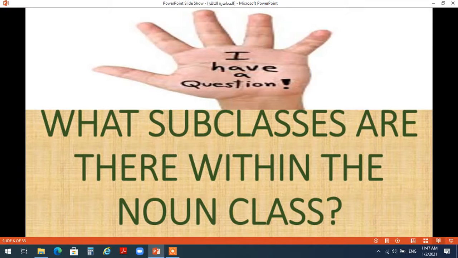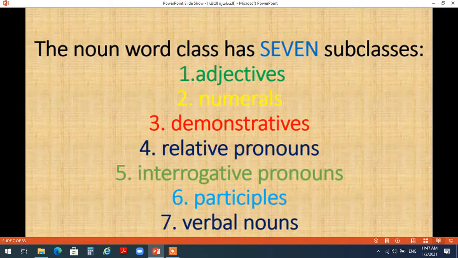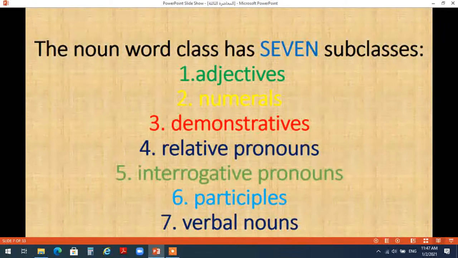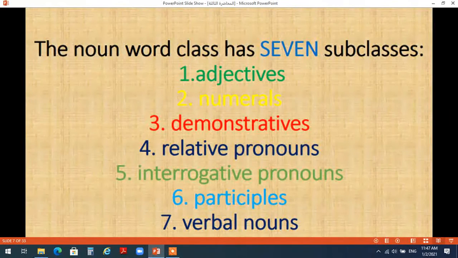Now, we come to the first class, which is called nouns, and we raise this question and give an answer to it. So the question is, what subclasses are there within the noun class? أو ما هي الفئات الفرعية التي تندرج ضمن فئة الأسماء في اللغة العربية؟ So this is the question and we want to answer it. This is the answer: the noun word class has 7 subclasses. إذن هنالك 7 فئات فرعية تندرج ضمن فئة الأسماء في اللغة العربية.